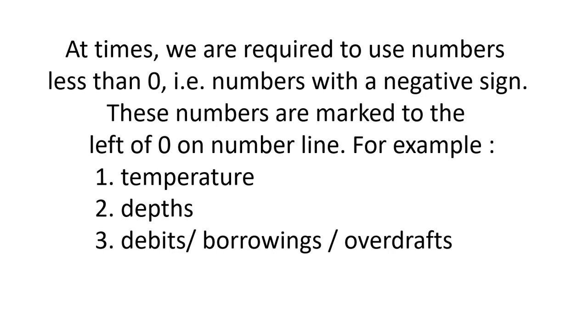At times, we are required to use numbers less than 0, that is, numbers with a negative sign. These numbers are marked to the left of 0 on the number line. For example, these are a few situations in which we are required to use negative numbers: temperature, depths, debits, that means withdrawal of money from accounts, borrowings, overdrafts, etc.